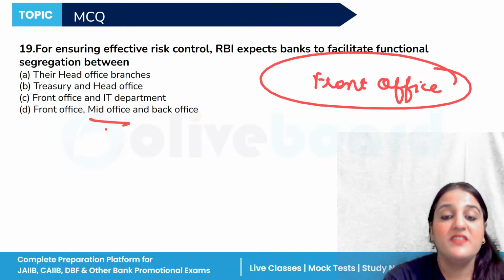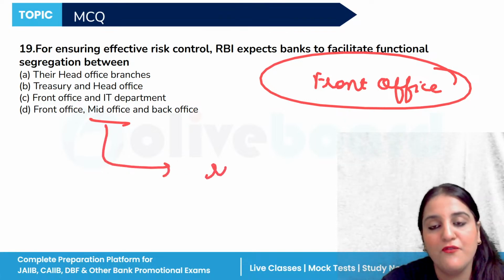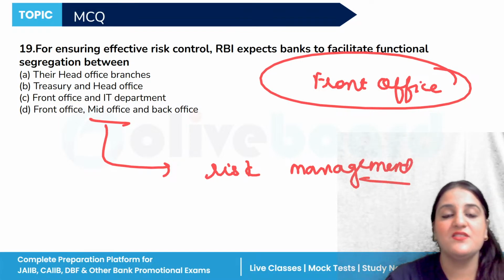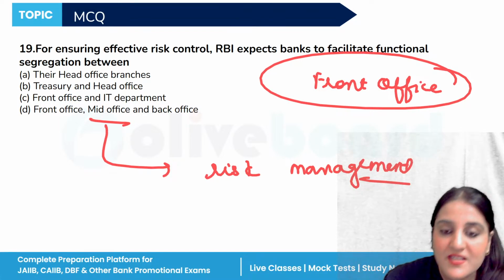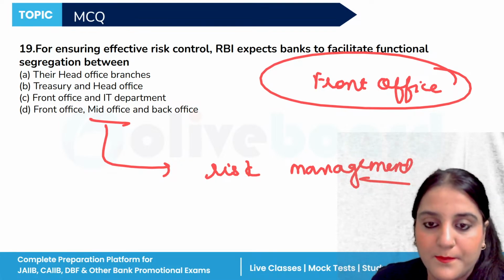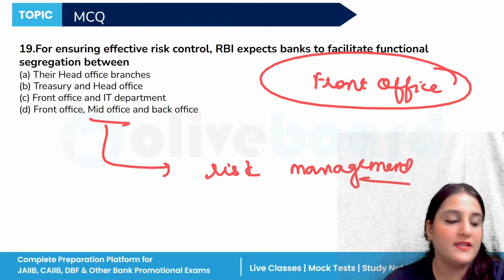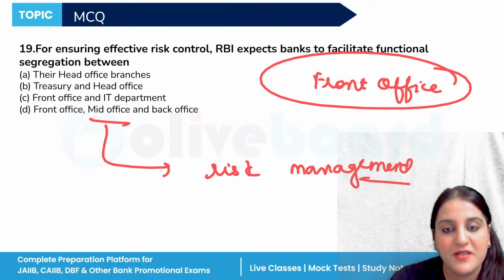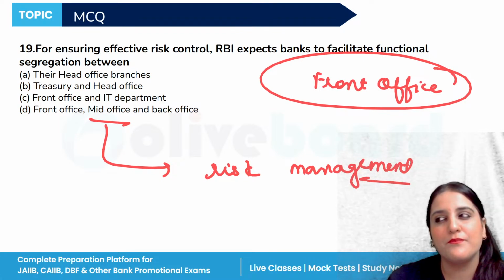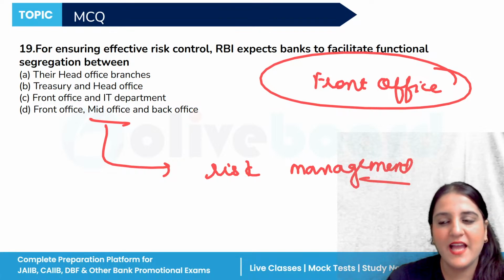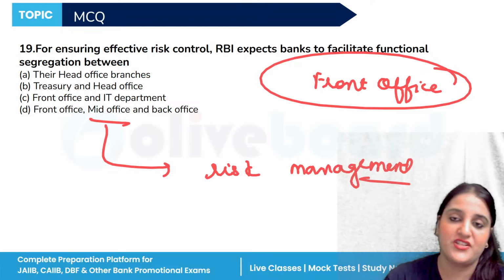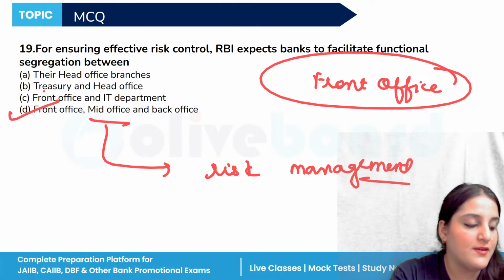Then the mid office, this segment is responsible for the risk management and the compliance. It monitors the activities of the front office, assesses the risk and ensures the adherence to regulations and the internal policies. And back office handles the administration and support functions including the settlement, clearing and the record keeping. It ensures that all transactions are processed accurately and efficiently. So here we can mark option D is correct.